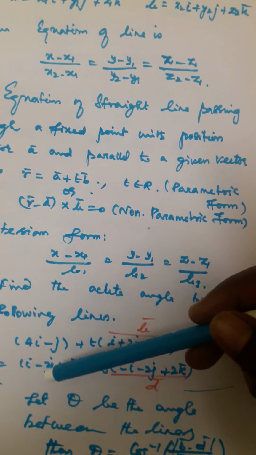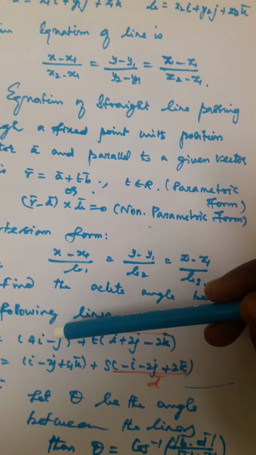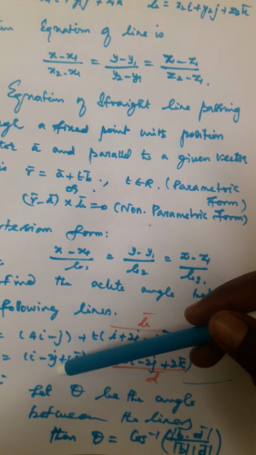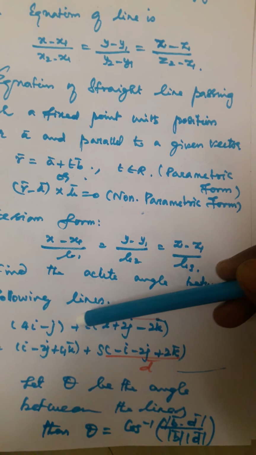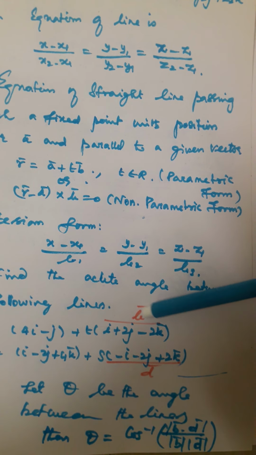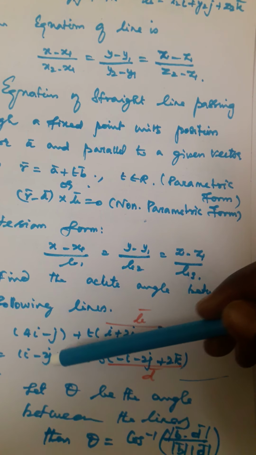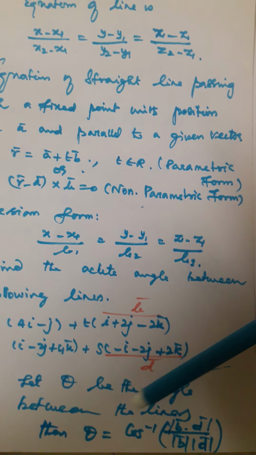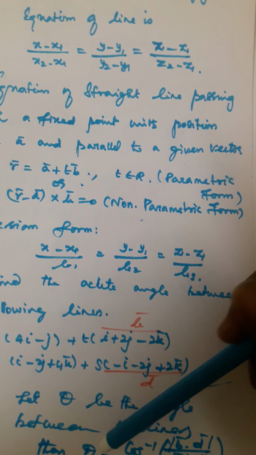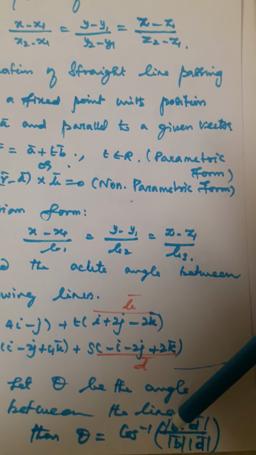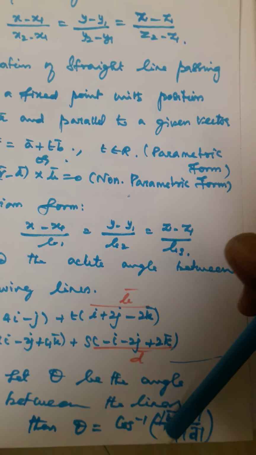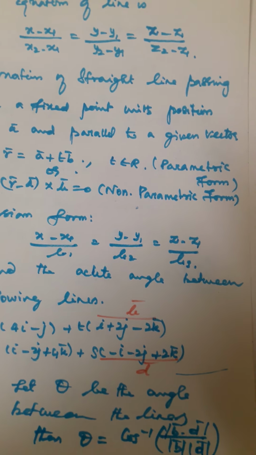But these two represent points. You store it in your mind. The first one will always be the point. When it is with the letter, it is called a vector. So angle is always related to the vector. It's not related to the point. So theta be the angle between these straight lines, and theta equal to cos inverse of modulus of B vector dot D vector by mod B vector mod D vector.